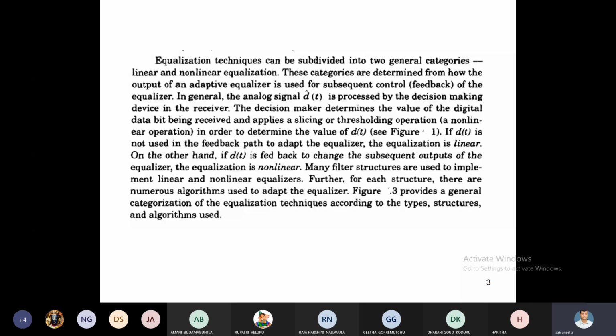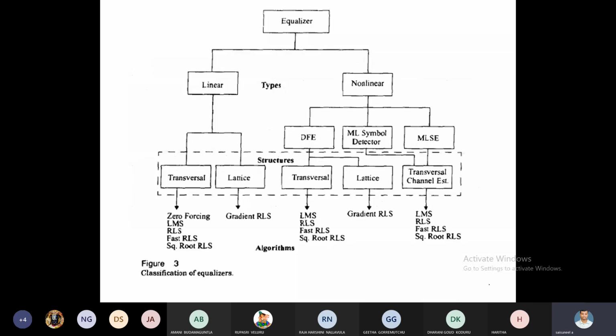If d of t, the output of the decision circuit, is not used in the feedback path, then it is called linear equalization. Suppose d of t is fed back to the equalizer to change subsequent outputs, it is called non-linear equalization. If no feedback is used, it is linear equalization. If feedback is used, it is called non-linear equalization.